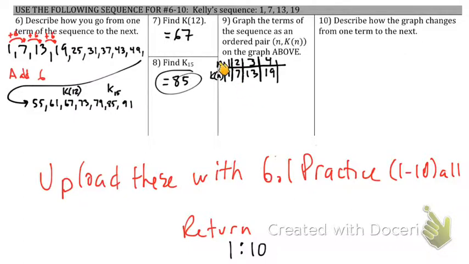And now because we have the input, output, I could put it in ordered pair form. So my first ordered pair is 1, 1. My second ordered pair is 2, 7. Three, 13, and the last one is going to be 4, 19.